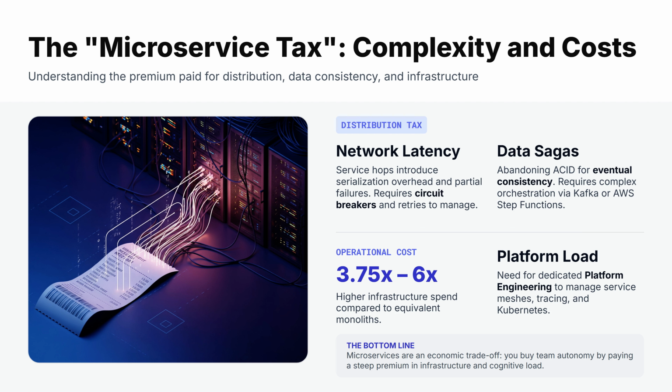From an economic perspective, microservices are significantly more expensive to operate at a small scale. Research indicates that microservices infrastructure can cost from 3.75 to 6 times more than a monolith for equivalent functionality. This is due to the proliferation of API gateways, service meshes, distributed tracing tools, and the need for a dedicated platform engineering team to manage the underlying container orchestration, for example, Kubernetes.